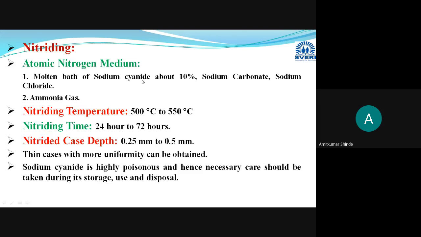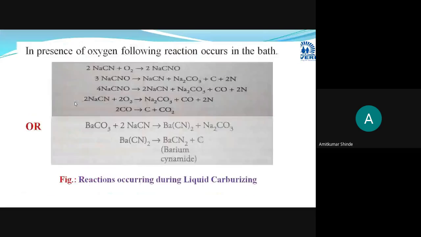or you can say a salt bath of sodium cyanide, about 10%, and the remaining amount will be sodium carbonate and sodium chloride. This is the salt bath composition. This medium is very similar to carburizing. Only one change: in the liquid carburizing process, we add some metals like strontium. I will show you that slide for liquid carburizing.